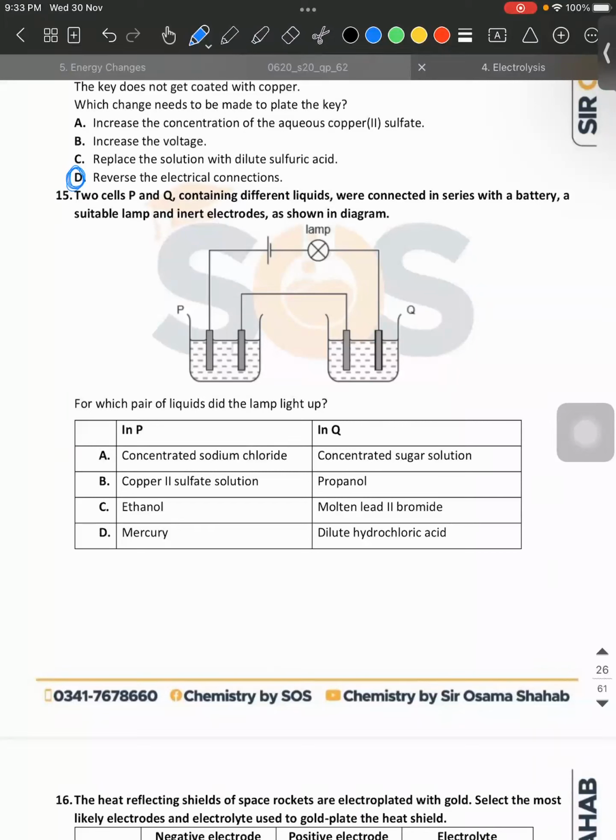Just look at over there. Sugar is a covalent compound, so it will not light up the bulb. Propanol is an alcohol, it will not light up the bulb. Ethanol is an alcohol, it will not light up the bulb. The right answer will be D, mercury and hydrochloric acid. They will light up the bulb. Both can conduct electricity, right? Mercury is a conductor and hydrochloric acid is an electrolyte. Electrolysis will proceed in dilute hydrochloric acid, but not in mercury, but still the bulb will light up, right?